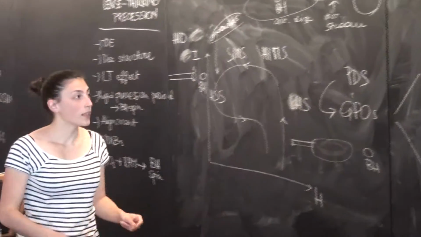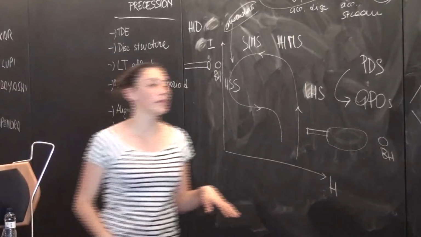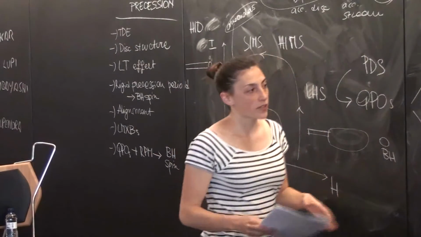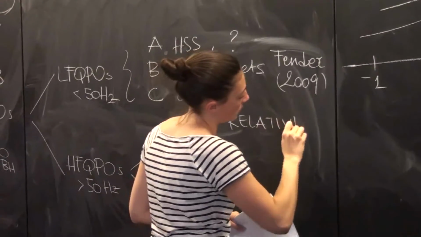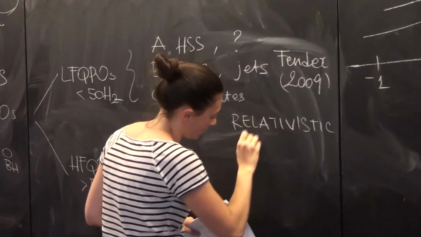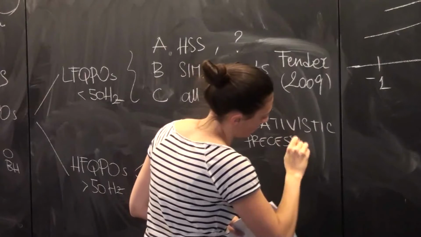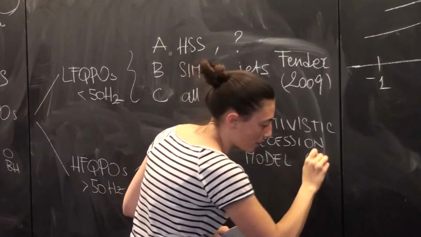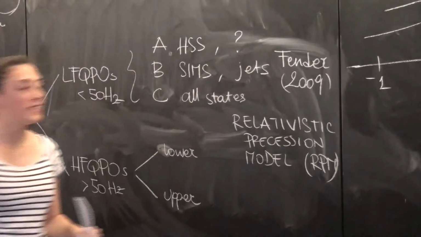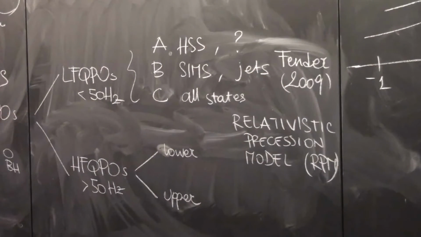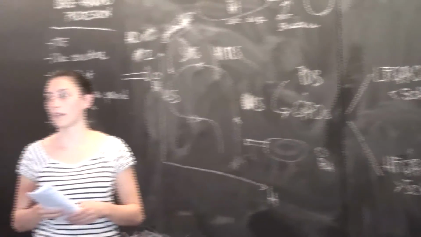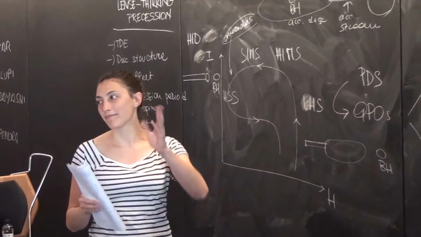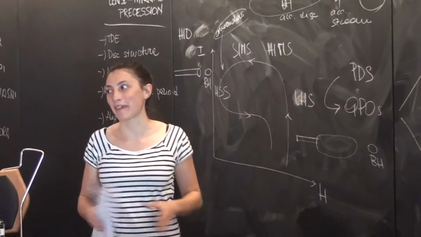Okay, so there are several models that attempt to describe QPOs in general. One of these is the relativistic precession model, or RPM. So, Alessia, the high frequency QPOs, lower and upper, refers to the frequency? Yes, they are all high frequency, but there is one that is lower than the other.